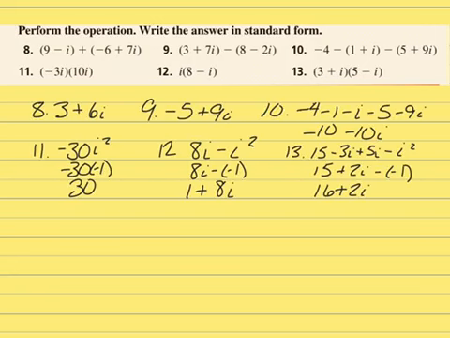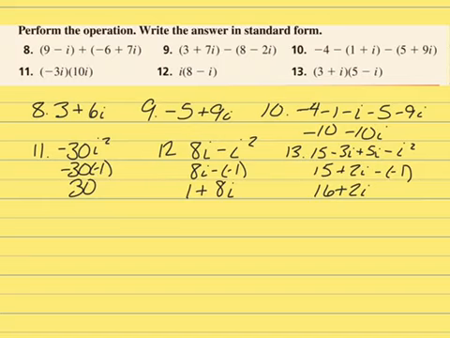Okay, so again, just combining like terms there. 9 minus 6, you get 3. Negative 1 plus 7, you get 6i. Number 9, 3 minus 8, you get negative 5. 7 minus negative 2, you get positive 9i. Really watch for those double negatives. On number 10, we distribute the negative sign through both sets of parentheses, essentially. Watch your signs, combine like terms, and you should get negative 10 minus 10i.